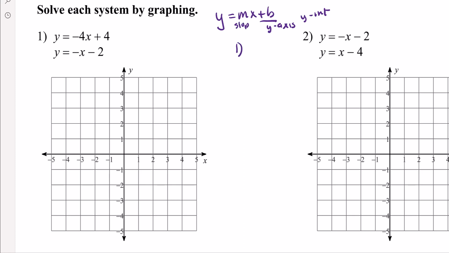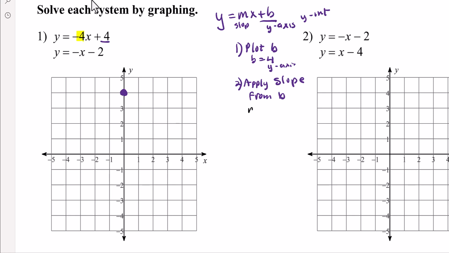So you always start by plotting the b value first. So in this case, our b is equal to 4, and that's where it will touch the y-axis. Solid dot at 4, and then our slope, the second step, is apply slope from the b value. So we're still here at the b value at positive 4.